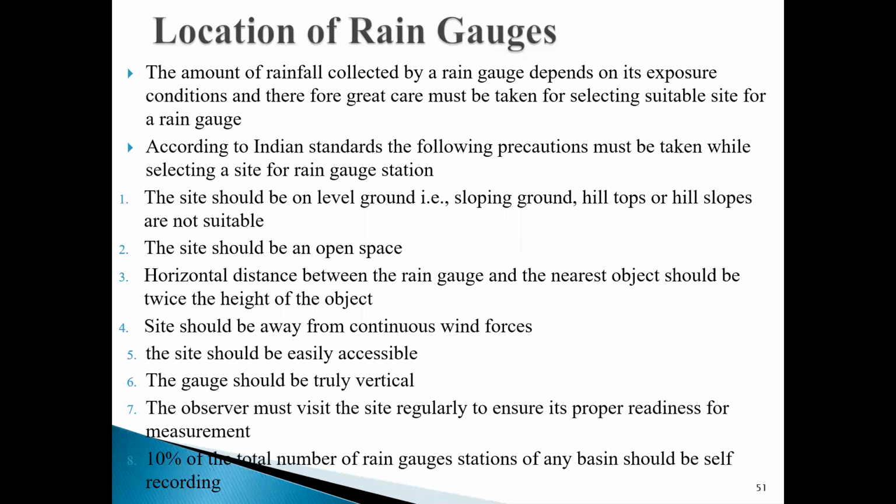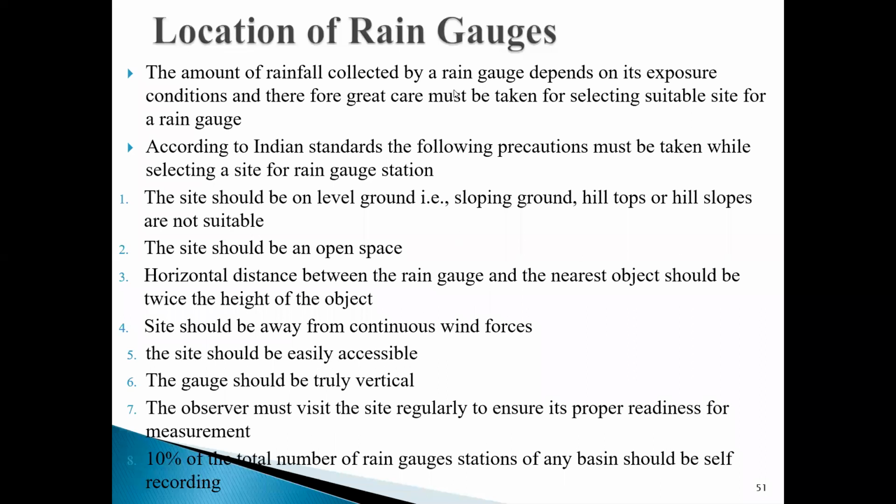Now, there are certain Indian standards to be followed when you want to erect a rain gauge in a particular place. So, Indian standards have given the following precautions. What are the precautions to be taken when you want to erect a rain gauge in a particular area, so that you can get all the information regarding the rainfall in that area. The amount of rainfall collected by a rain gauge mainly depends on its exposure condition, and therefore great care must be taken for selecting a suitable site for a rain gauge.